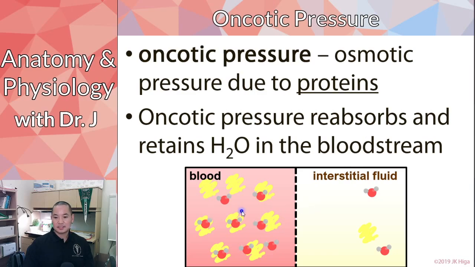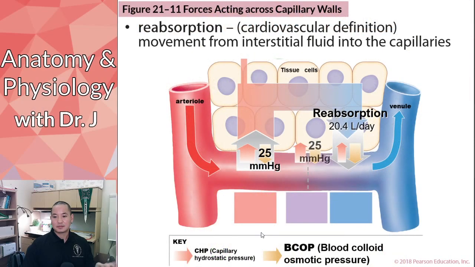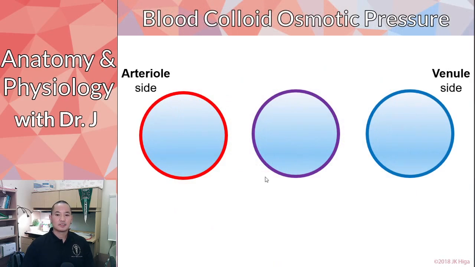And what do you notice? Instead of pushing from the blood to the interstitial fluid, we drew in water from the interstitial fluid back into the blood. So this is a major balancing force compared to capillary hydrostatic pressure. This is why we reabsorb fluid: with all the proteins in our bloodstream, especially albumin, it's going to draw water back in. So it is a force, and this is why we refer to it as a pressure. So blood colloid osmotic pressure, or BCOP for short.